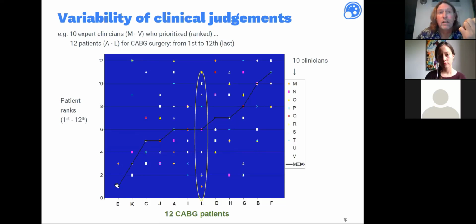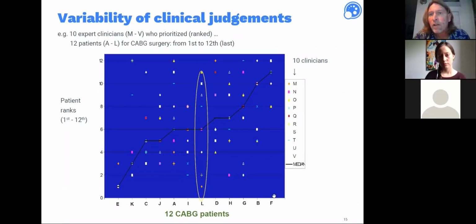9 out of the 10 clinicians agreed that that patient should be number 1 on the list. So they should get treated first of the 12 patients. Everyone agreed based on the information that this person was most urgent or likely to benefit, with one exception. One person put them as number 3. So very strong agreement there.